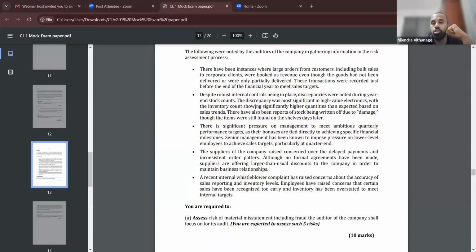There had also been reports of stocks being written off due to damage, though the items were still found on the shelves days later. Written off items still there. Obsolete stock, inventory overstatement, profit overstated, current assets overstated. Slow moving inventory, obsolete stock still there. Inventory overstatement, material misstatement.